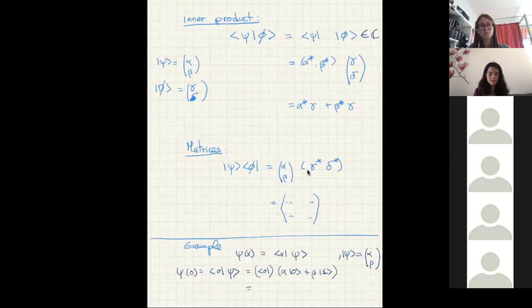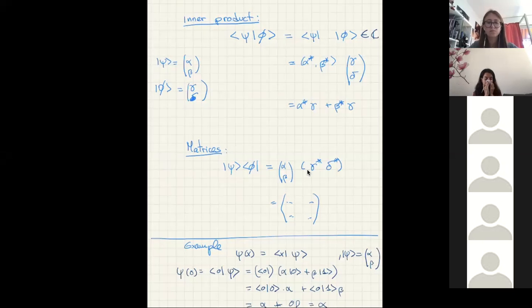The nice thing about everything in quantum mechanics is that everything is linear. So this just becomes ⟨0|0⟩ times alpha plus ⟨0|1⟩ times beta. And now the inner product of a vector with itself is 1, so we get alpha. And the product of a basis vector with another one is 0 because it's an orthonormal basis. So that's just alpha. This is one way to do it.